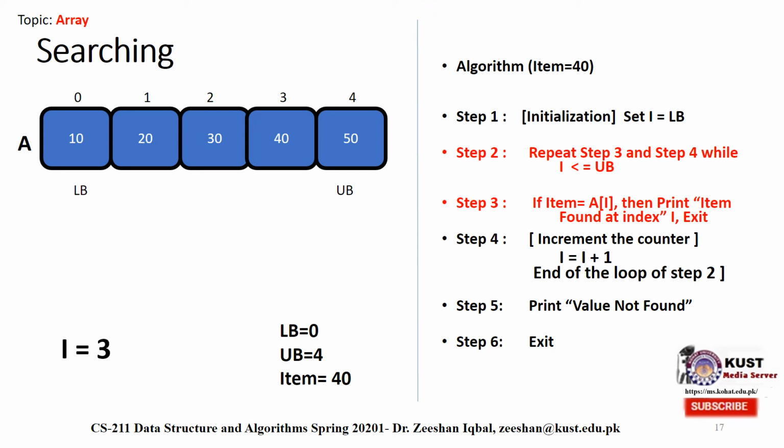In step 3, if we put the values in the if condition, that is item is equal to 40 and a of 3 contains 40, which are equal. In that case, the then condition will be executed and print item found at index number 3, and the algorithm will be stopped by the exit statement. So we will print the desired index of the value we were searching for.